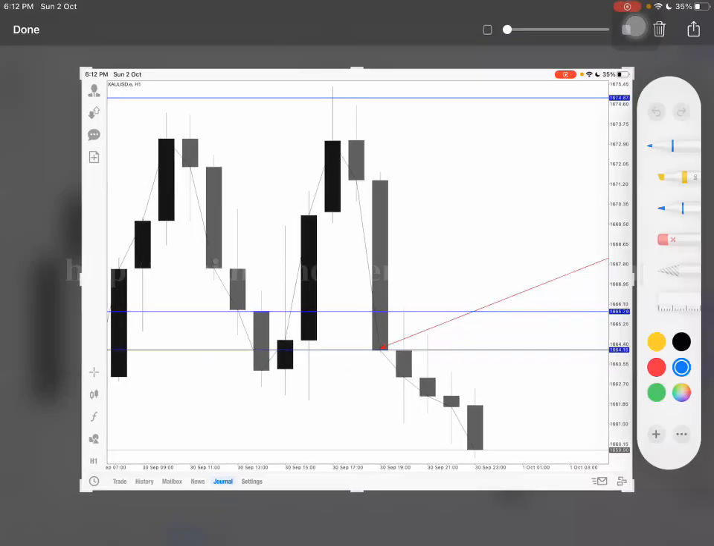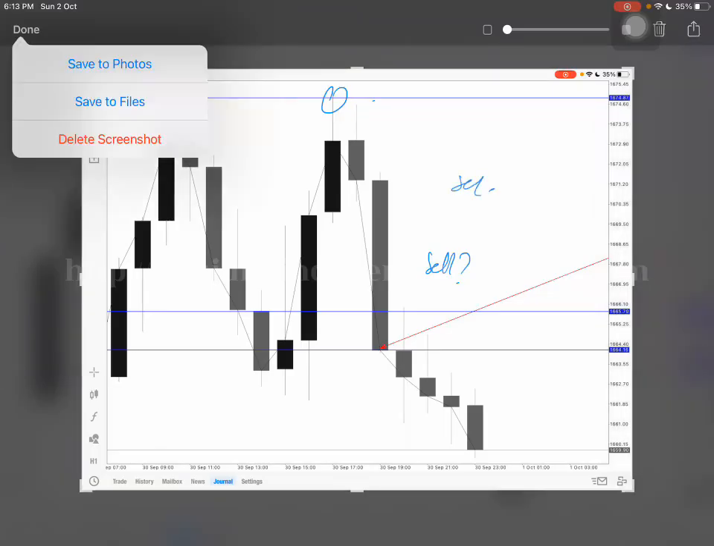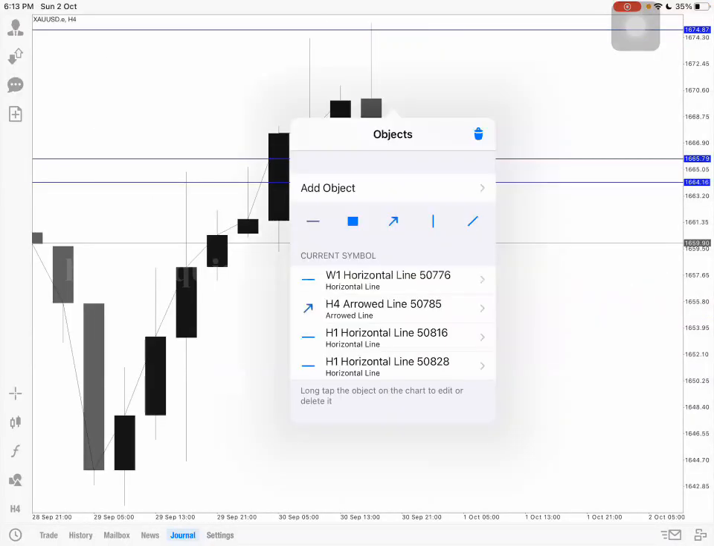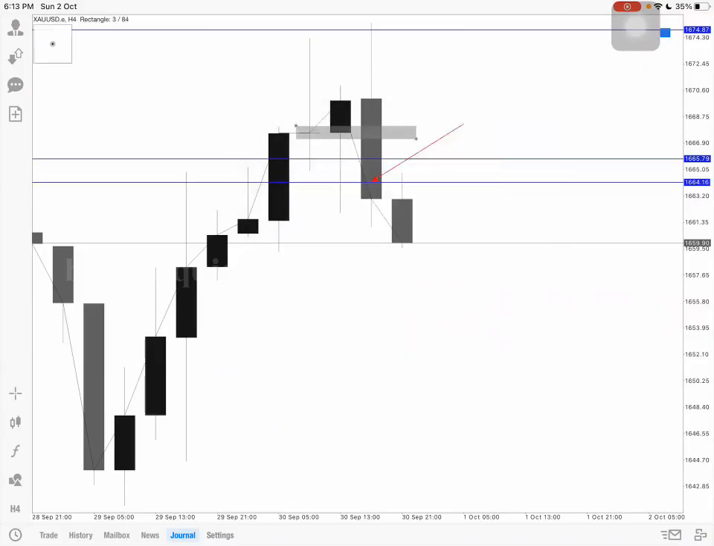Why did I choose to? Because it touched the weekly. Yeah, it touched the weekly. And so now I'm just choosing to sell. And so in my opinion, this is the decision level. It broke already, correct? Yeah.